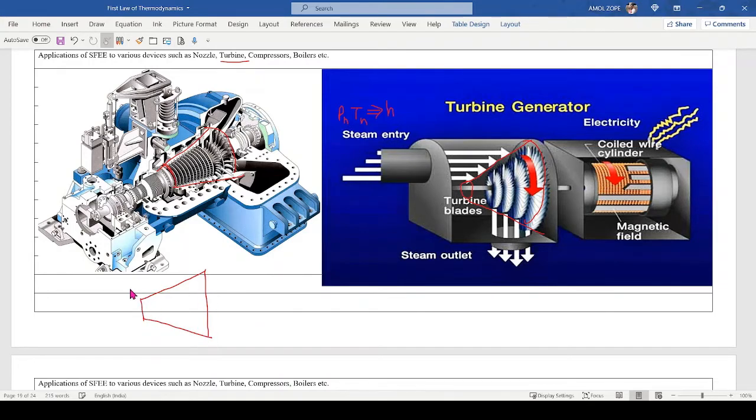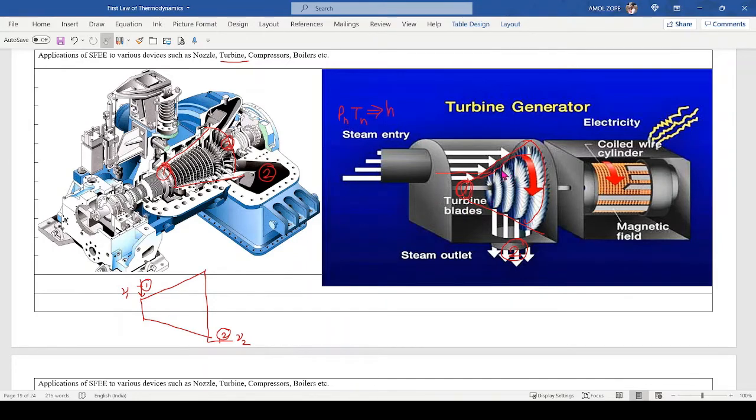Now the diverging section represents that the specific volume at the entry will be less than the specific volume at the exit. So this is location 1, this is location 2, where the steam comes into this chamber. So steam flows through a passage.